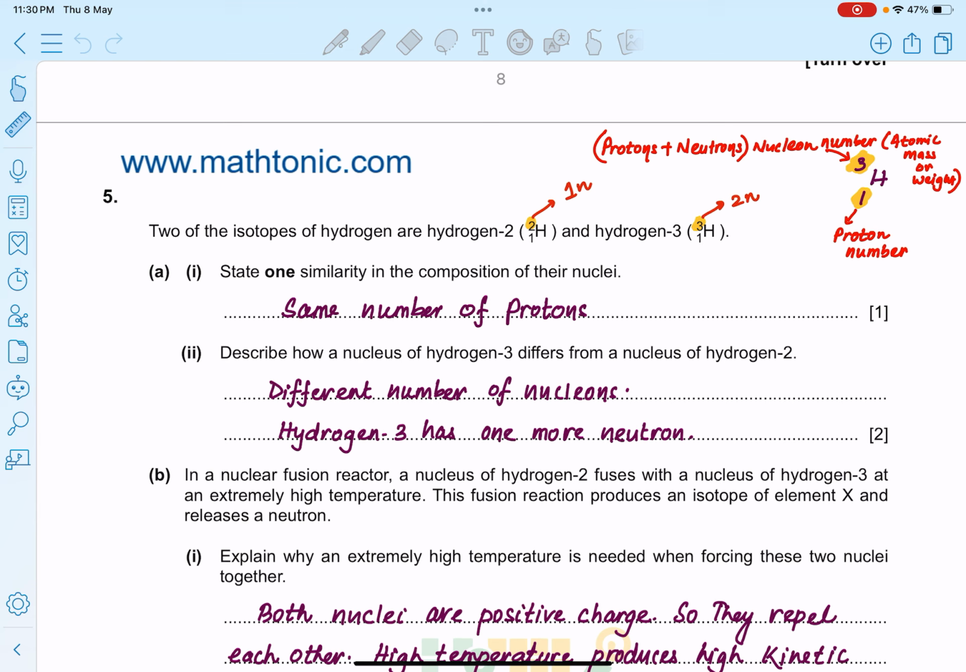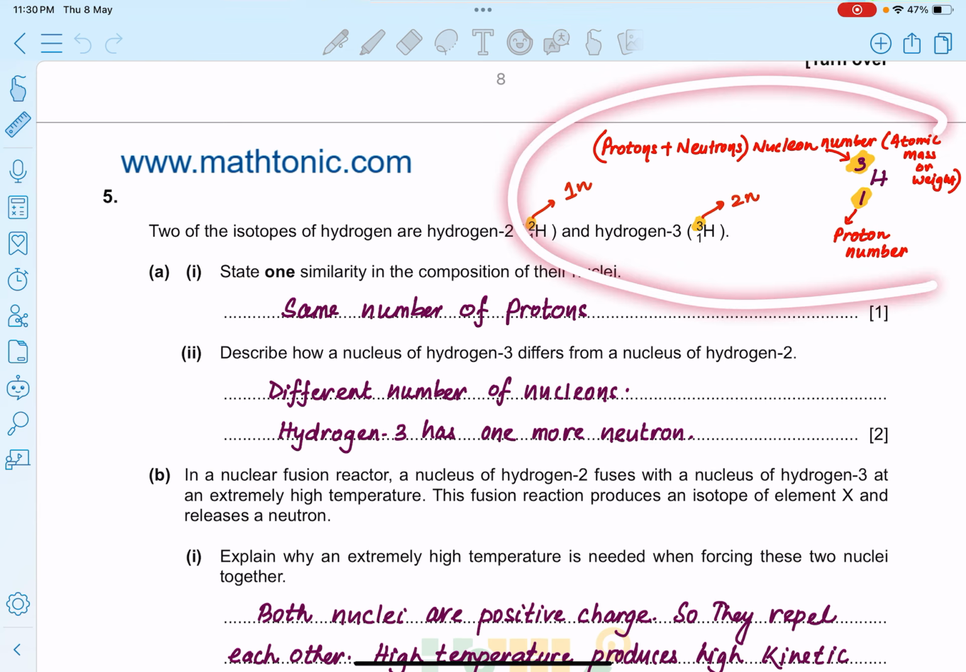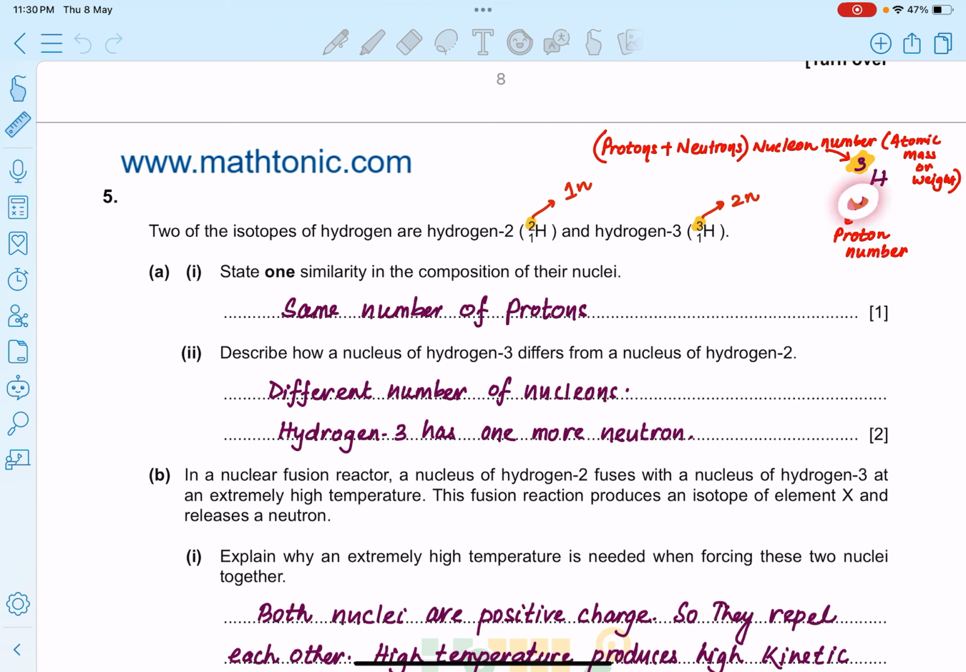How can we say same number of protons? Can anyone tell me? I have given an example for this case. When I'm writing 3H1, the lower number is known as the proton number. Can you see this everyone? The upper number represents the nucleon number, or we call it atomic mass. And nucleon number is nothing but proton number plus neutron number. Do you understand everyone clearly?